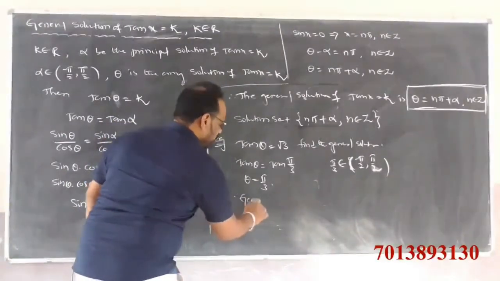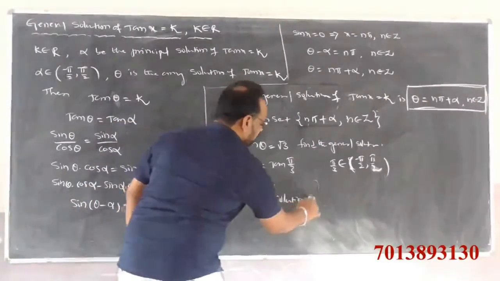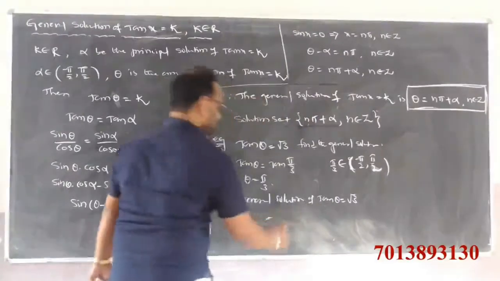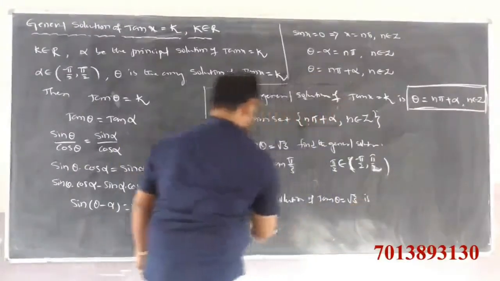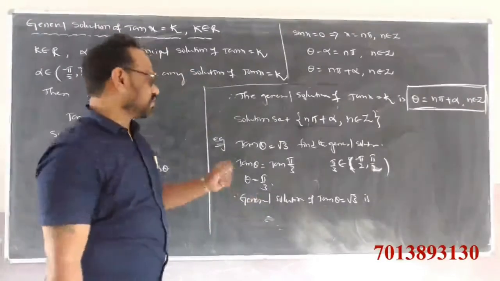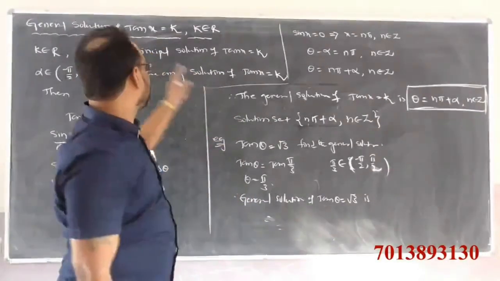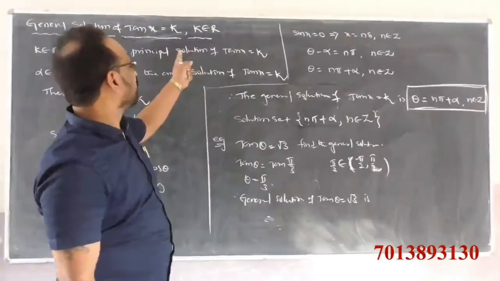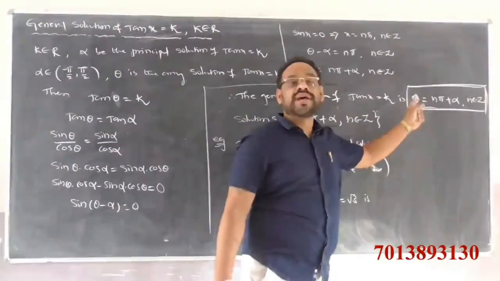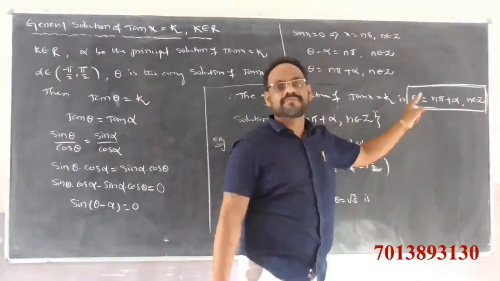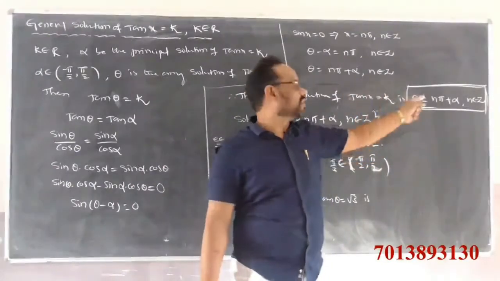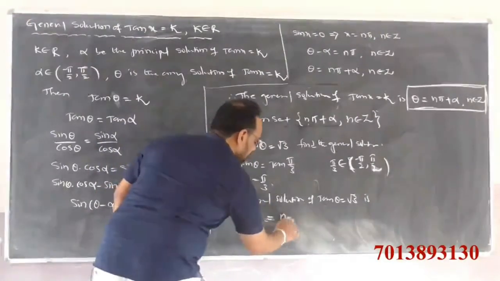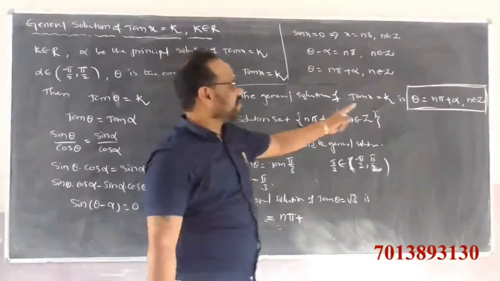How to find the general solution of tan theta is equal to square root of 3? What is the general solution of tan x equals to k? Clearly, the general solution of tan x equals to k is theta is equal to n pi plus alpha, where n belongs to integers. So clearly, the general solution is n pi plus alpha.